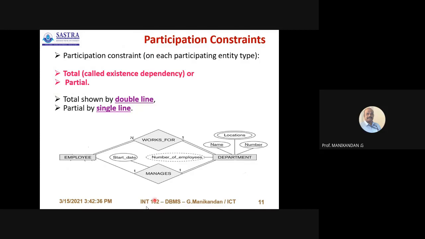So what is the notation? For total participation, you need to use double lines. For partial participation, you can use a single line. That is, if all the entities from that entity type are not going to participate in that relationship type, then it comes under the category called partial. If all the entities of that entity type participate in that relationship type, it comes under the category called total participation.